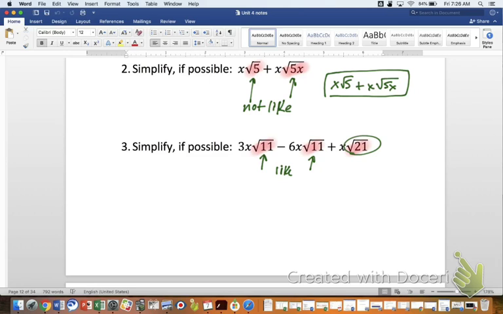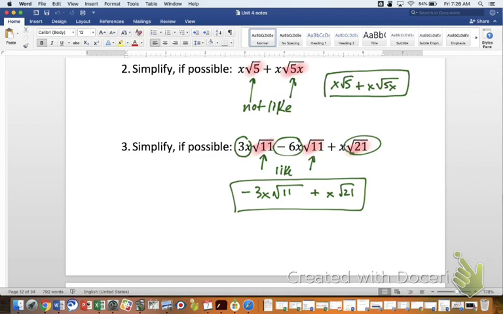So what I'm going to do is add the coefficients. 3x minus 6x would give me negative 3x. I leave the radical alone, so it would be negative 3x root 11 plus x root 21. And again, I just confirm here that these two radicals are not like, and of course they aren't. And so that's the simplest I can make this. This would be my final expression for number 3.